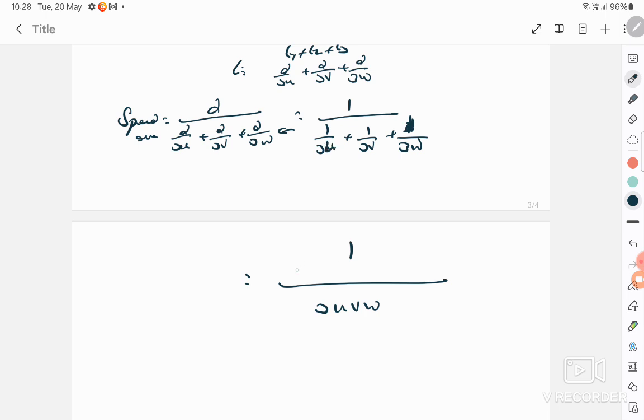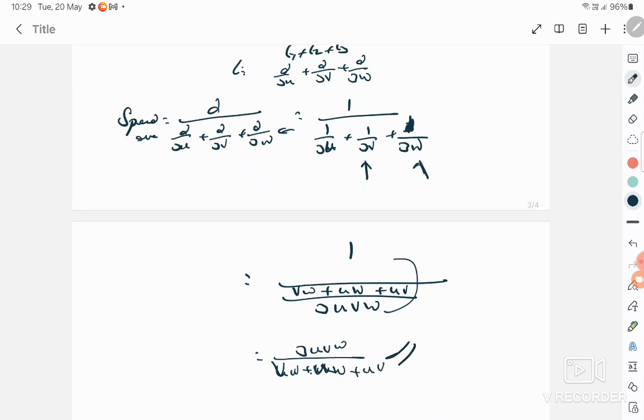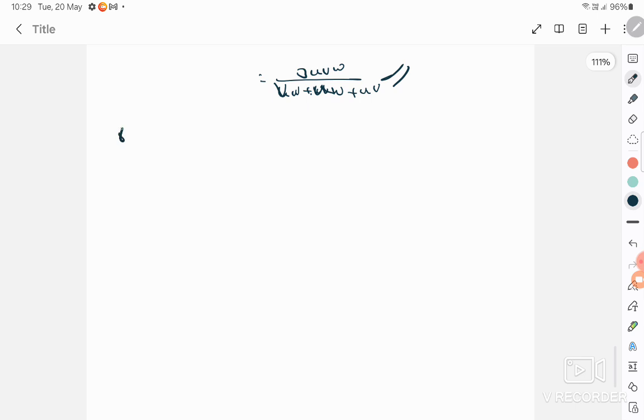You have a u here, so you multiply this with a v and a w. This has got a v, so you multiply with u and a w. This has got w, so you multiply with u and a v. And this goes up and the answer is 3uvw by vw plus uw plus uv, and so we get this answer in the textbook. So let's go to example 6.